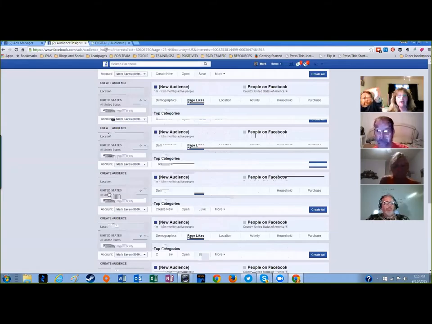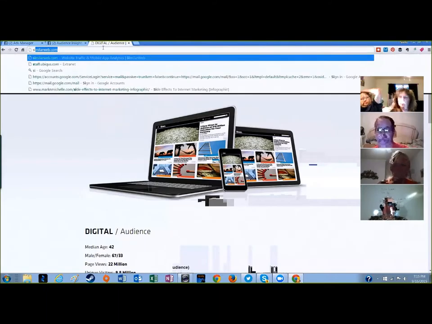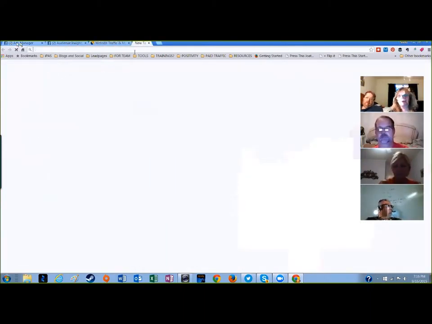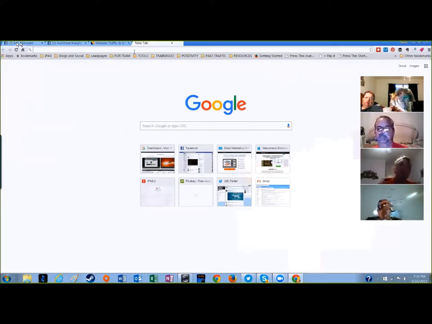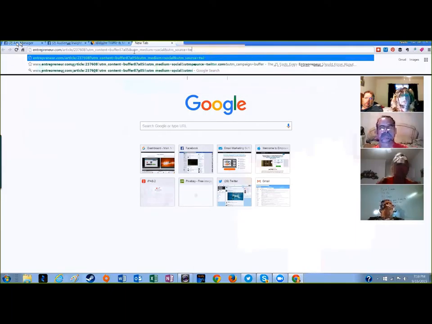And then another really cool thing is, have you ever used SimilarWeb? Okay. SimilarWeb, you can put in anybody's website to check their demographics and their information and stuff. But let's do Entrepreneur Magazine. I got to get their URL. And, sorry, Steve, what? No, it's okay. So you paste it in here, and then you would click search.